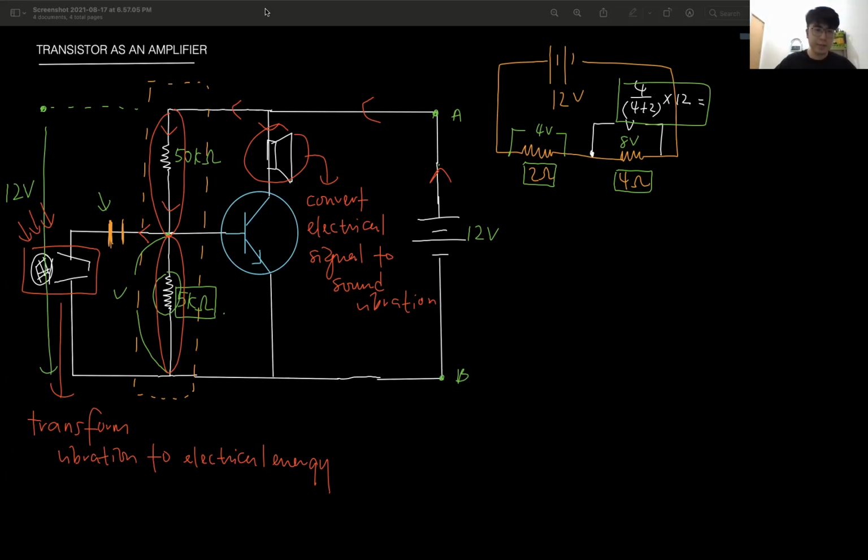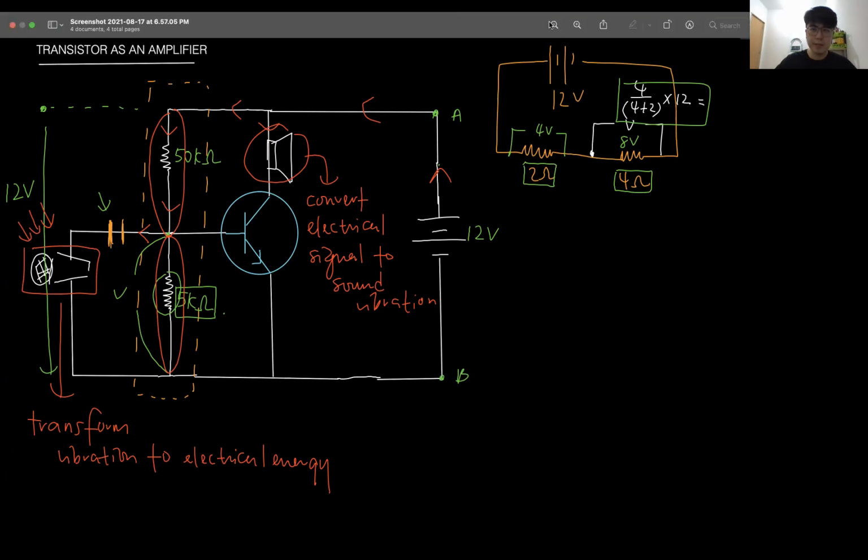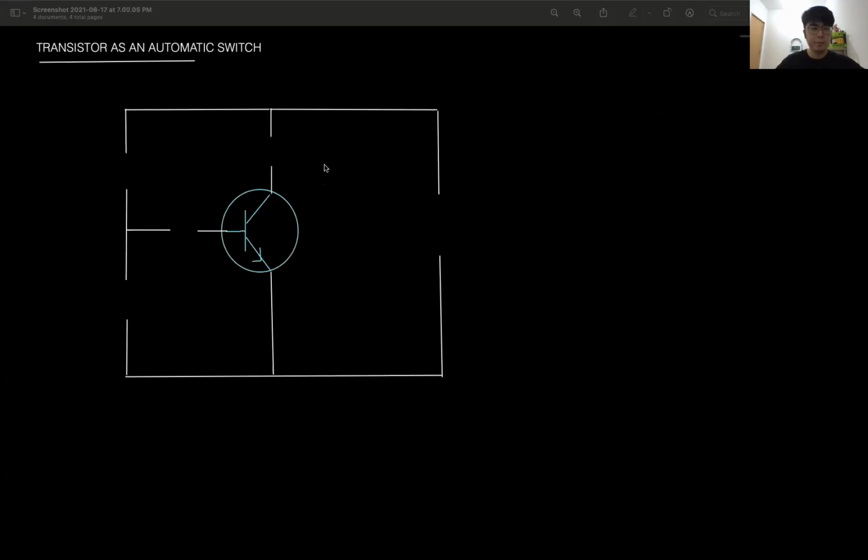Okay, next circuit. The other two, and then you can take a rest. Transistor as an automatic switch. This one is also very important. Now, automatic switch. First, we have the light operating switch, automatic light.